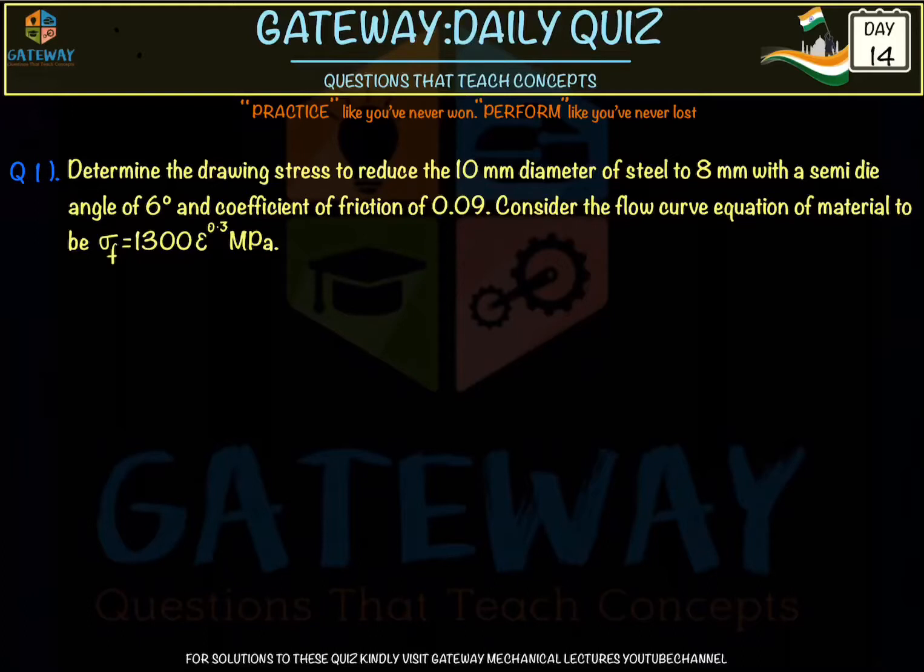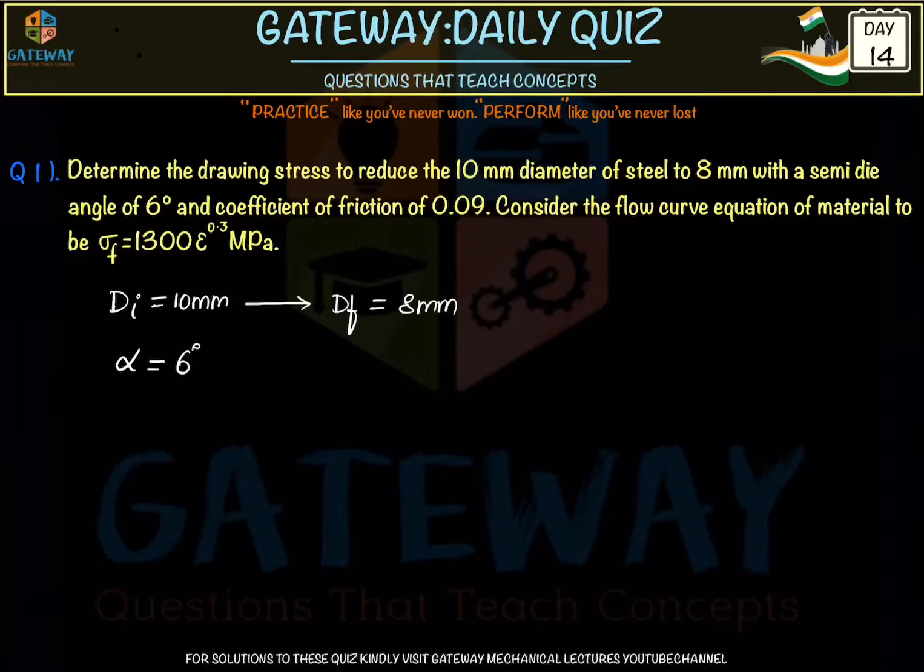So first of all, in this question, the initial diameter was given as 10 mm, and we need to apply the drawing operation, and then the final diameter should be 8 mm, right? The semi-die angle is generally denoted by alpha, and this is 6 degrees. You can refer to the derivation for this drawing. You refer to each and every case derivation. It is not discussed here, but a few important terms will be derived in the lecture itself.